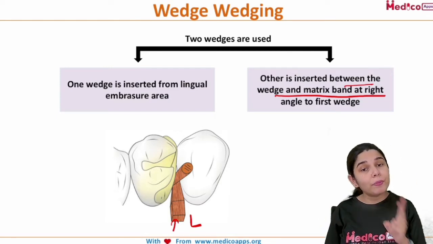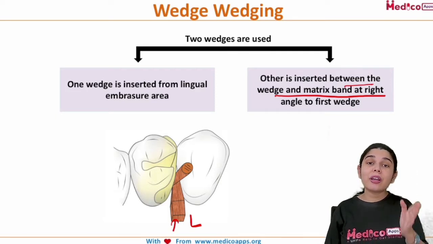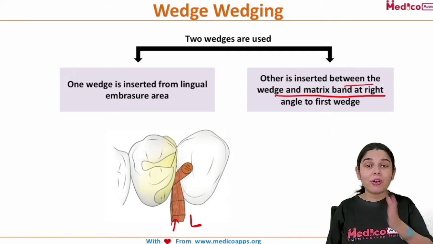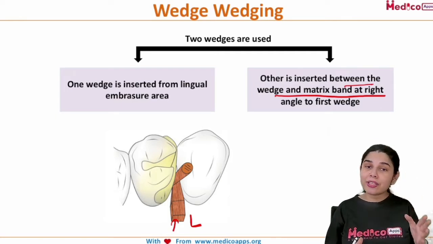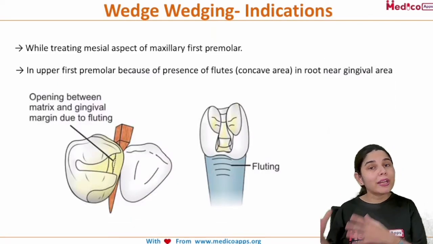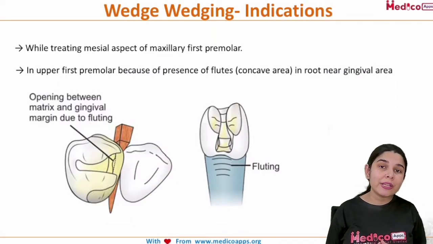So here I hope you have understood why it is called wedge wedging, because one wedge is coming over the other wedge. So again two wedges are used, one from lingual and the other one at a right angle. And what are the indications? Where is the wedge wedging technique used?